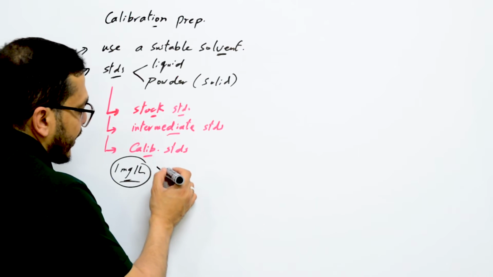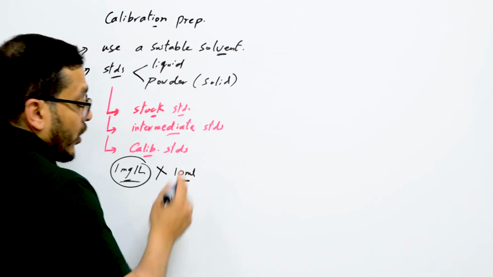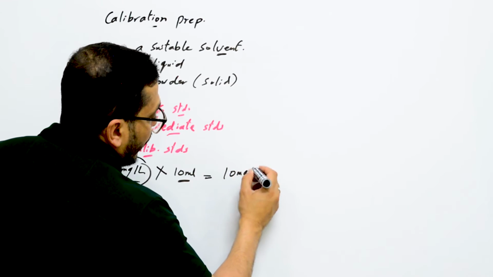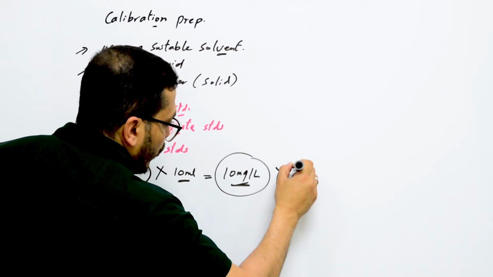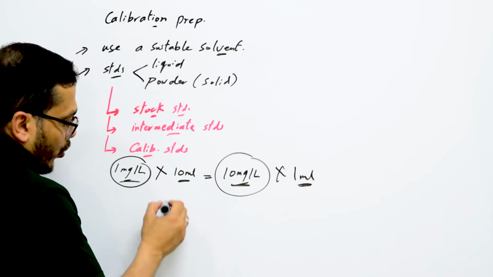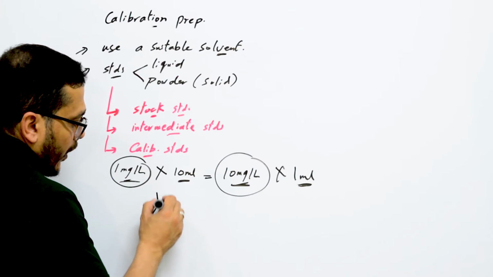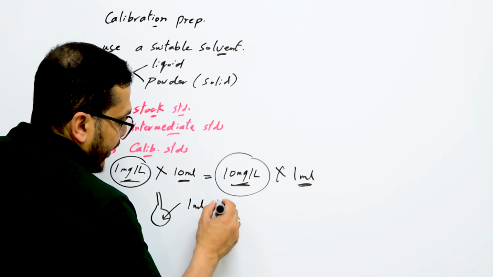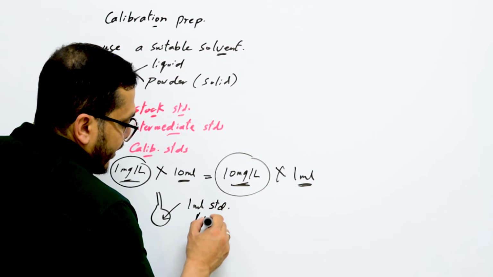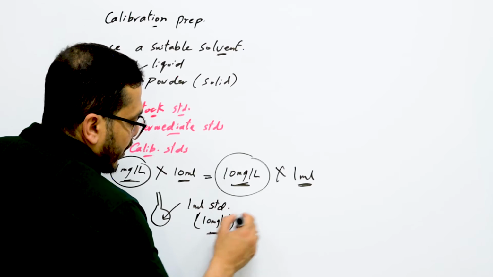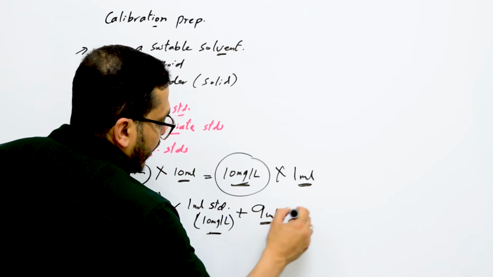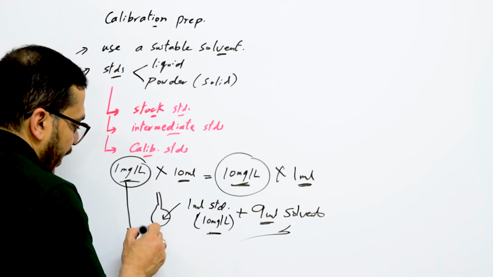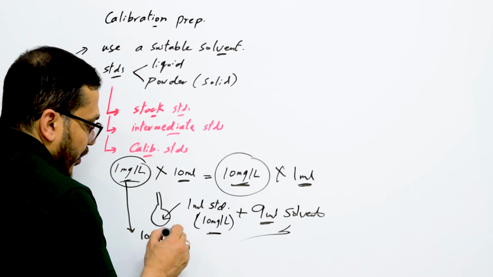So 1 milligram per liter in 10 ml. You will prepare it in a 10 ml flask from 10 milligram per liter. So you need to add 1 ml. In the flask you will add 1 ml of stock standard, which is 10 milligram per liter, plus 9 ml from the suitable solvent that you selected. Then from 1 you will prepare 100 microgram per liter.